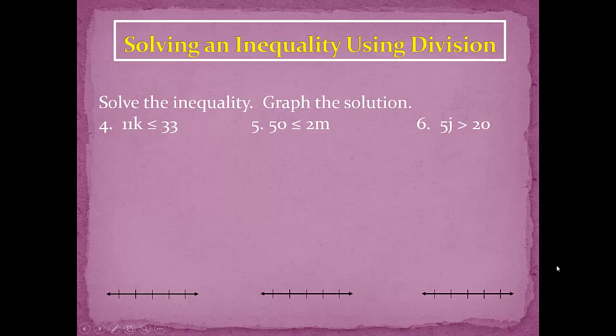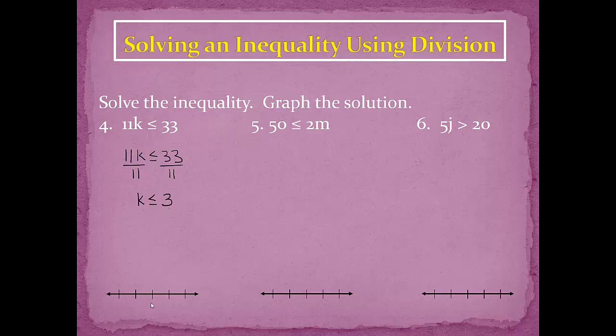Now we're going to look at solving an inequality using division. So we'll solve the inequality and then graph the solution. So for number 4, we have 11k is less than or equal to 33. Since we're multiplying 11 times k, we will divide by 11 on both sides to solve. On the left-hand side, we just have k, and then our symbol is less than or equal to, and 33 divided by 11 is 3.